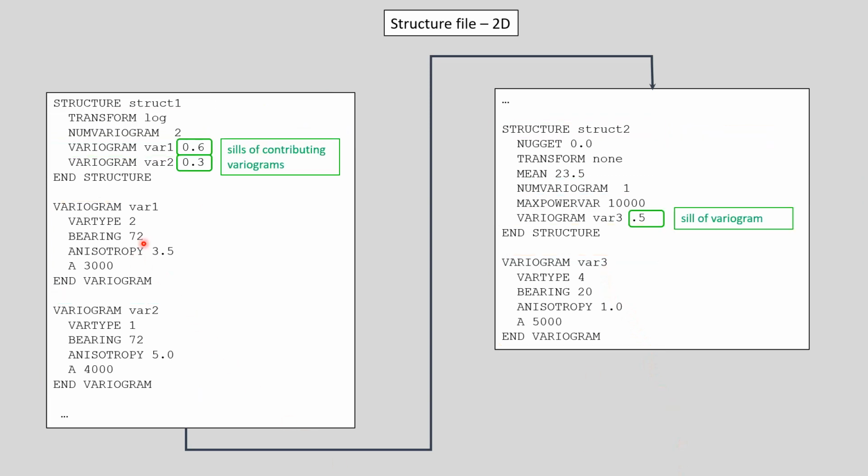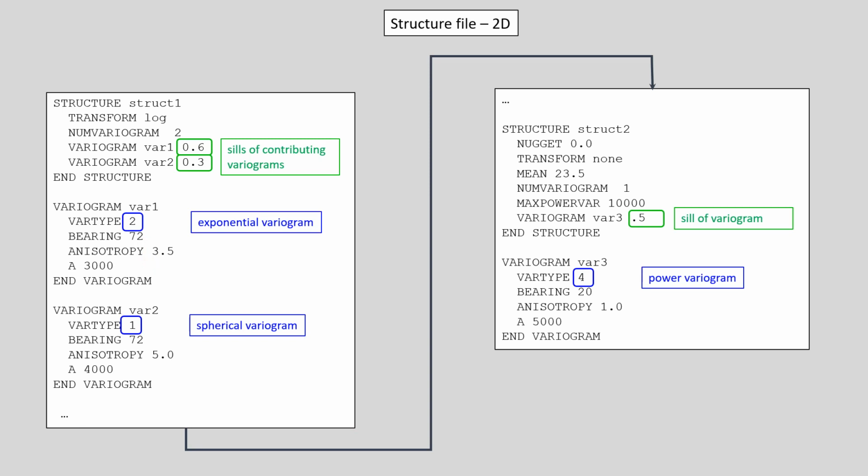The amount of each one of these variograms that comprises the structure is specified following the variogram keyword. So this is the contribution applied to variogram 1, this is the contribution applied to variogram 2, or var1, var2. A contribution of 0.5 is applied to var3 by struct2. Now, a structure could use one of these other variograms. A variogram can be reused in multiple structures if desired.